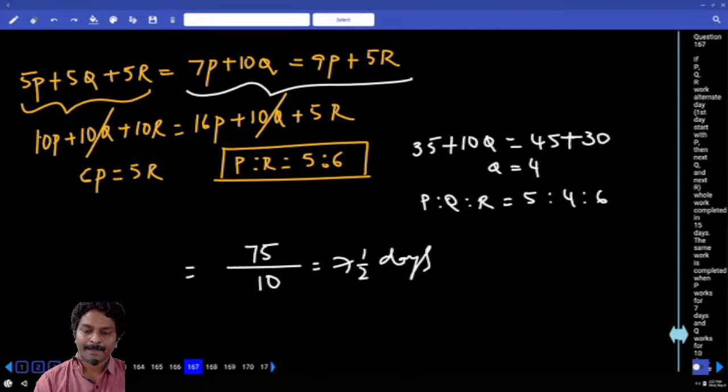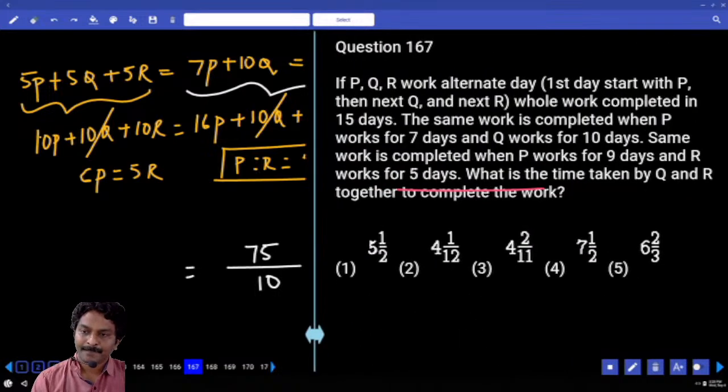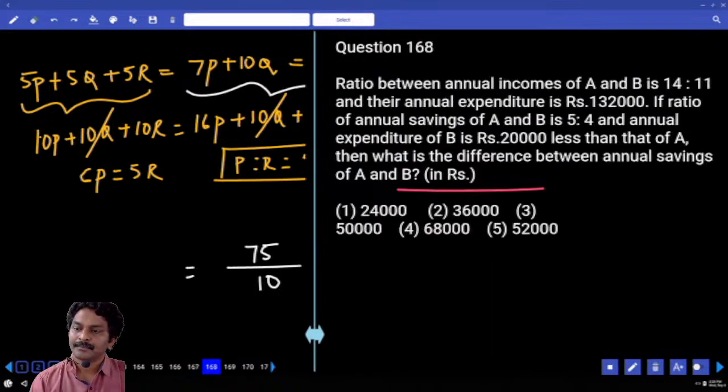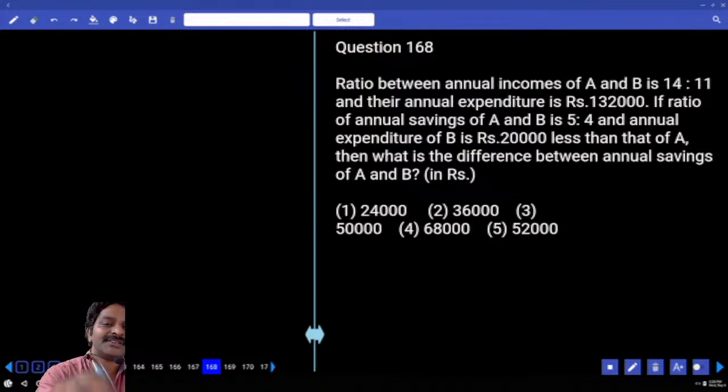Over? Over or not? After this I'll close.